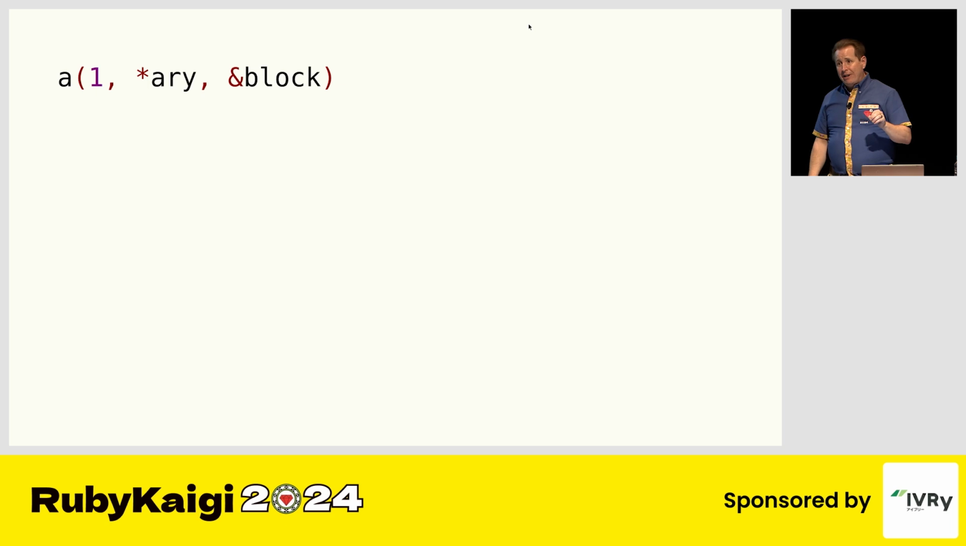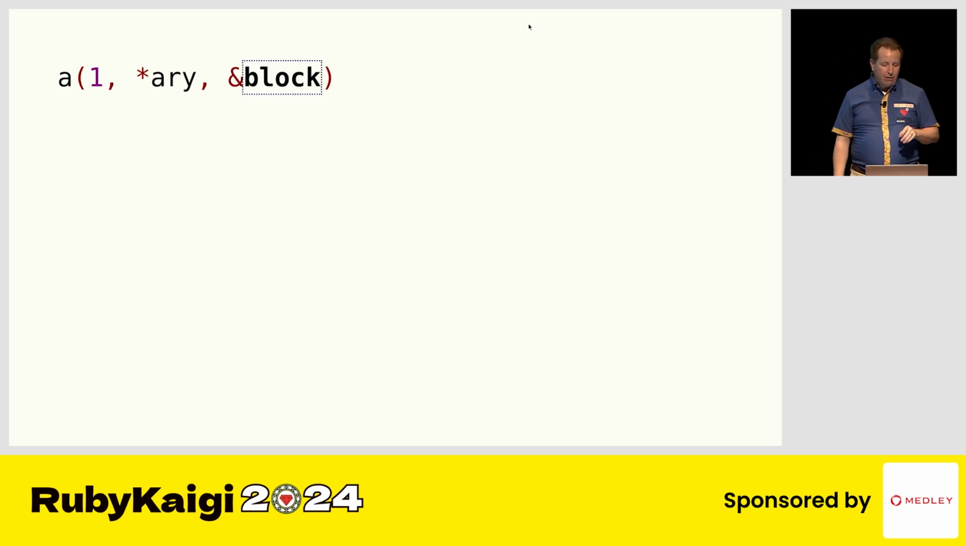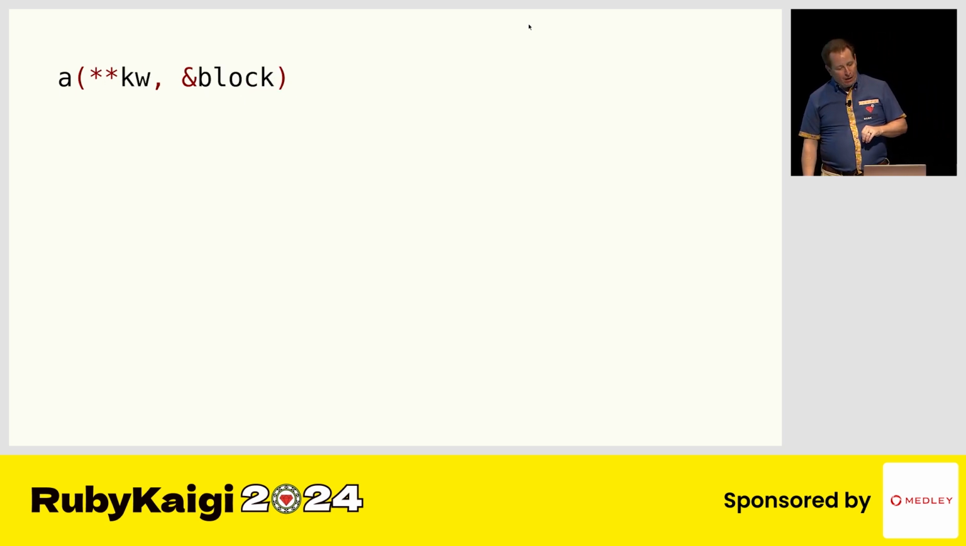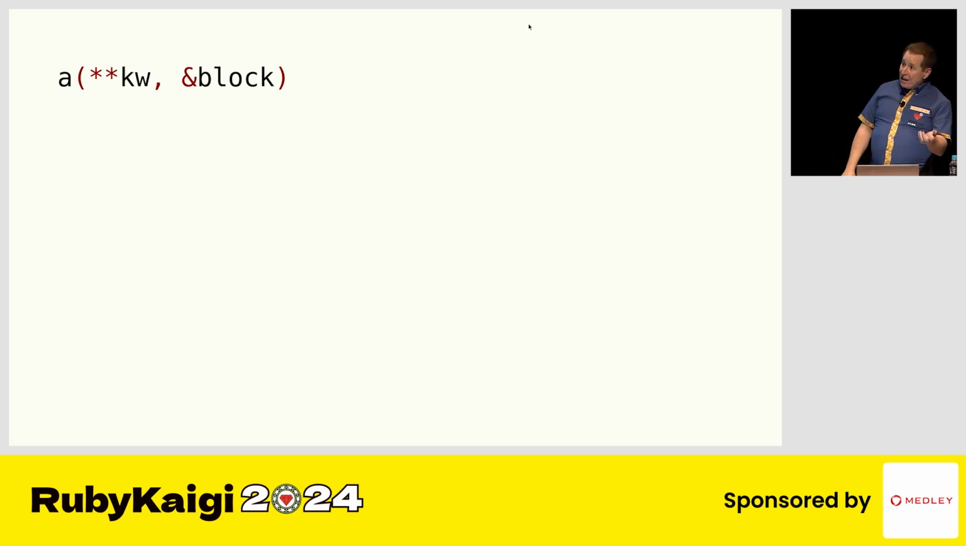I mentioned earlier that optimizing this case of a positional splat followed by a block could result in issues if block is a method call, because calling block may modify the positional splat argument. This type of issue is called an evaluation order issue. So during this optimization work, I found that this type of call with a keyword splat in a block also had an evaluation order issue.